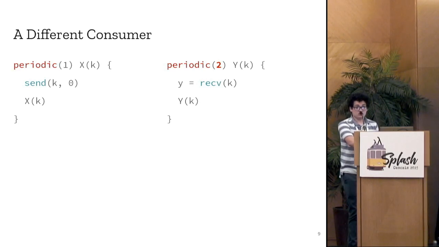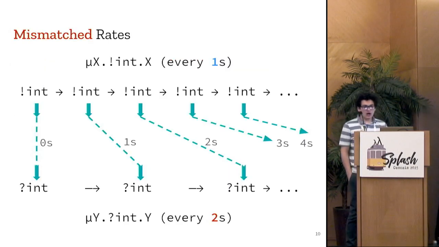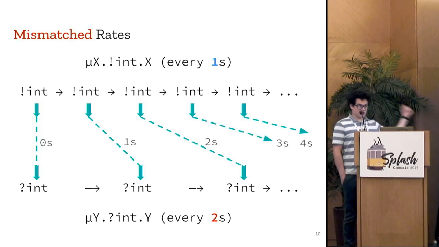Now, the code hasn't changed. Nothing our types know about has changed. So the types are going to remain the same. The problem, though, is rates are a temporal property, and we've changed timing properties. So it's not quite clear that this remains valid the way the previous code was. In fact, it doesn't. To see why, consider drawing this out over time.